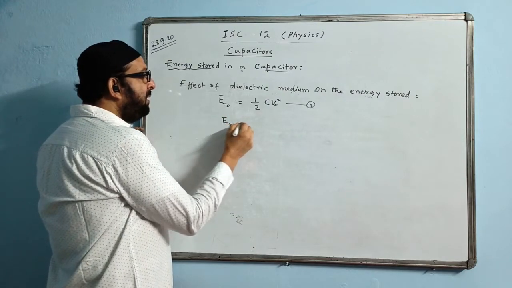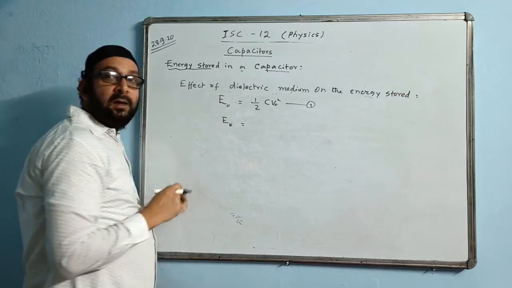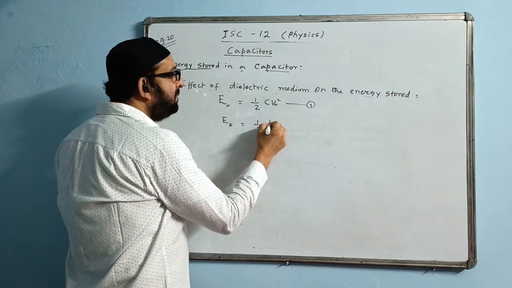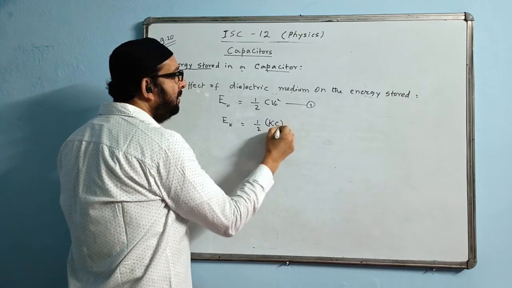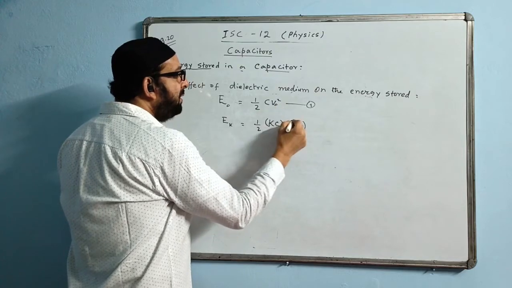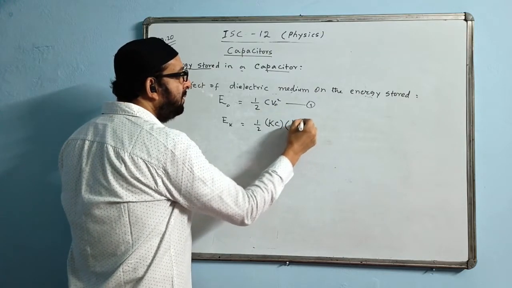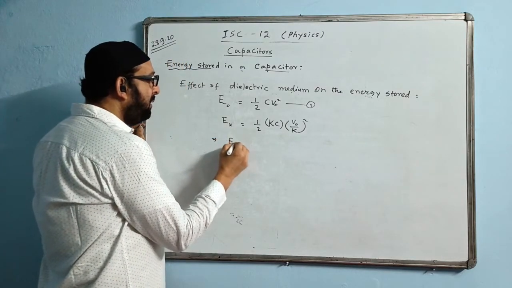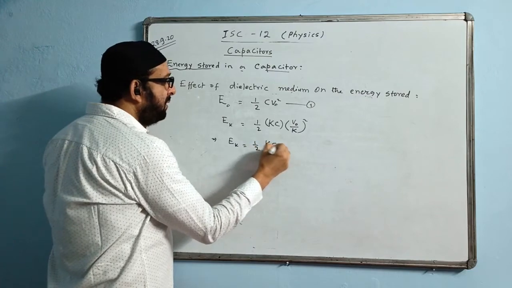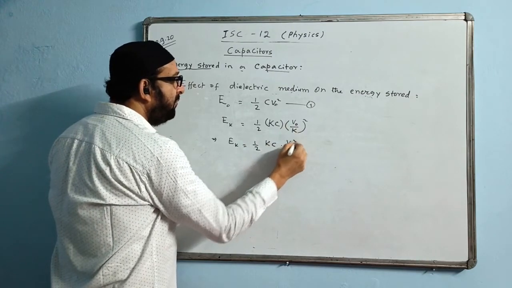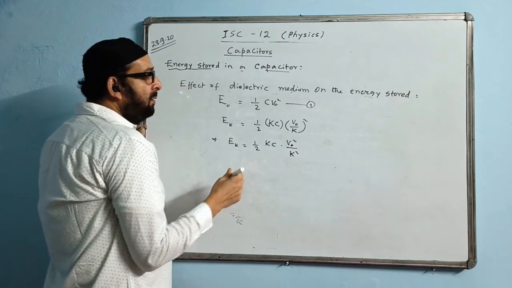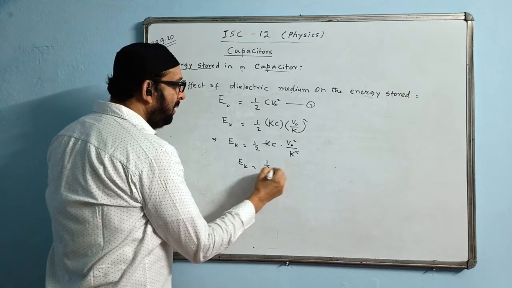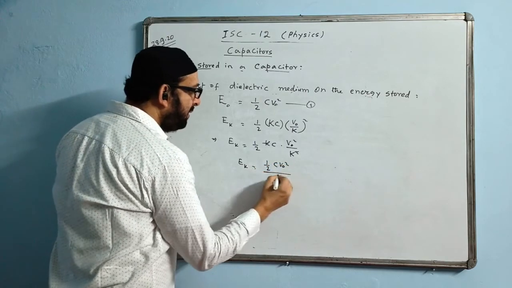Energy stored in the presence of a dielectric medium of dielectric constant K: E K is equal to half. We know capacitance increases by K times, so it becomes KC. But at the same time, the potential decreases by K times, so I write here V naught by K, squared. Let us compare. Write E K as it is, half KC into V naught squared by K squared. K and K cancel. Your answer will be half C V naught squared divided by K.